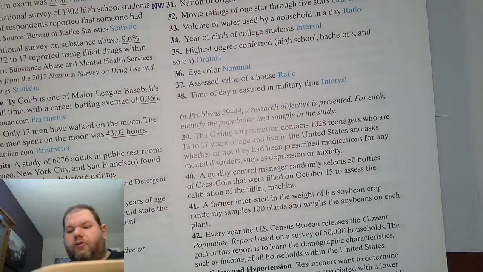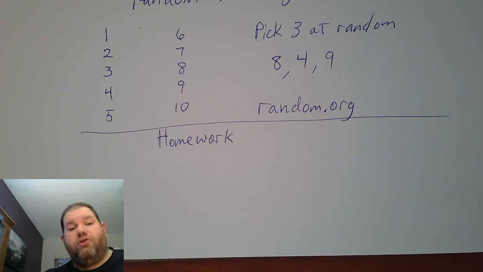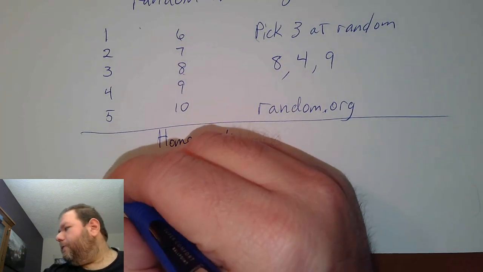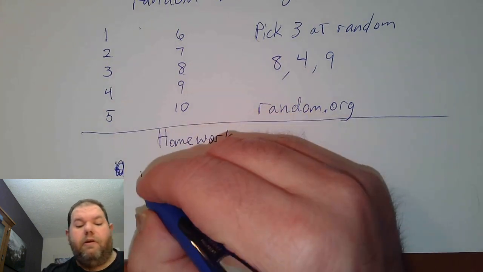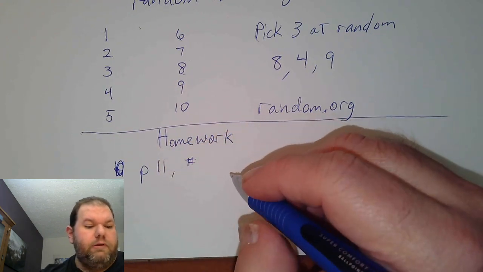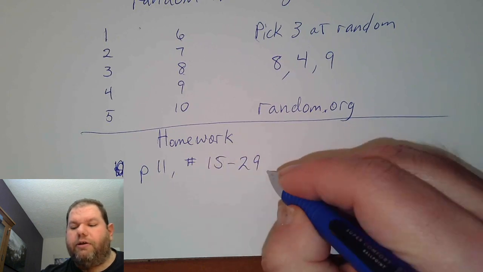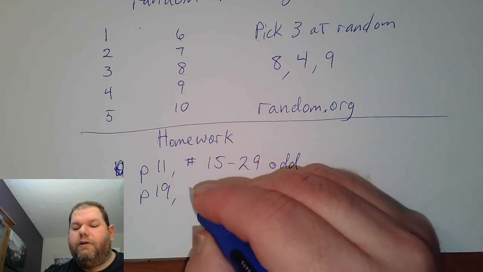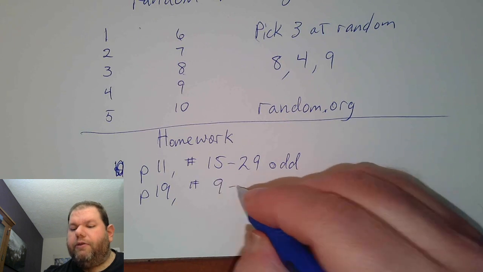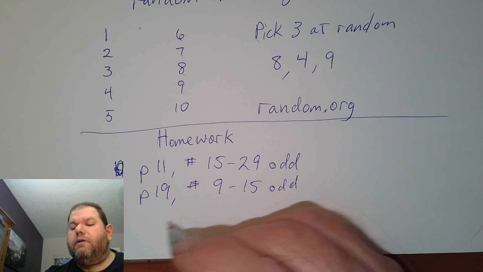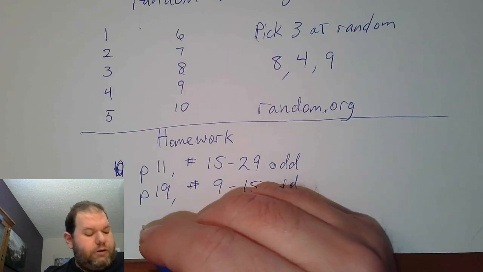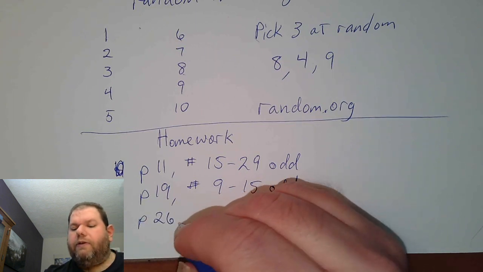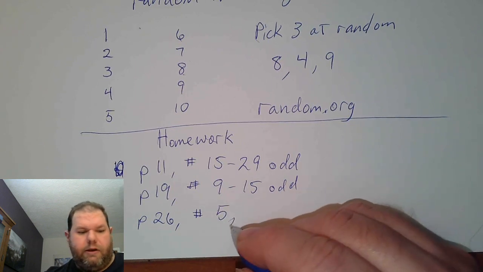All right, so let me write down homework problems. And what I'll do is I'll take a picture of the homework from the book and put that in the files in Canvas, so y'all can access that. I know maybe not everyone has a book just yet. So first of all, on page 11, look at 15 through 29 odd. Then on page 19, look at 9 through 15 odd. And then finally on page 26, look at number 5 and 11.